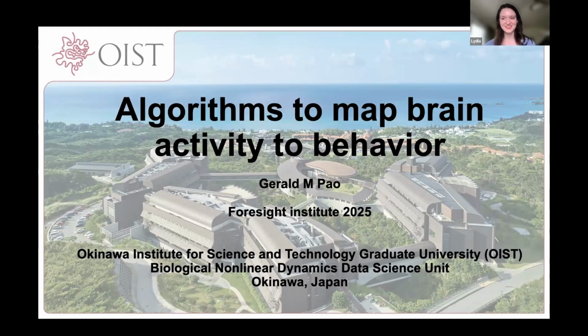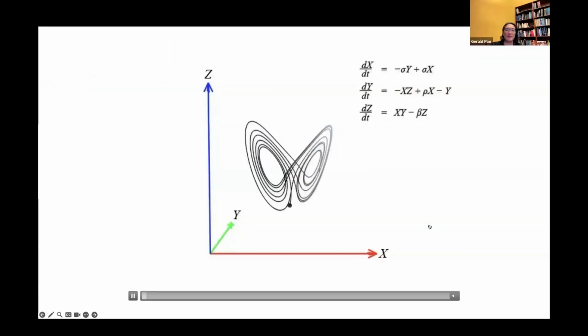Oh, thank you. All right, so today I'm going to talk about basically algorithms to generically map brain activity to behavior. And the framework that we work with is basically on manifolds. So what is a manifold?